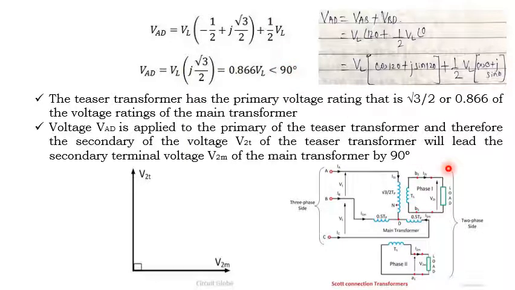This means that the secondary terminal voltage of the teaser transformer leads the secondary terminal voltage of the main transformer at an angle of 90 degrees. That means V2T is the secondary terminal voltage of the teaser transformer, and V2M is the secondary terminal voltage of the main transformer. These both have a phase difference of 90 degrees. In this case, we say that V2T leads V2M at an angle of 90 degrees, or V2M lags V2T at an angle of 90 degrees.